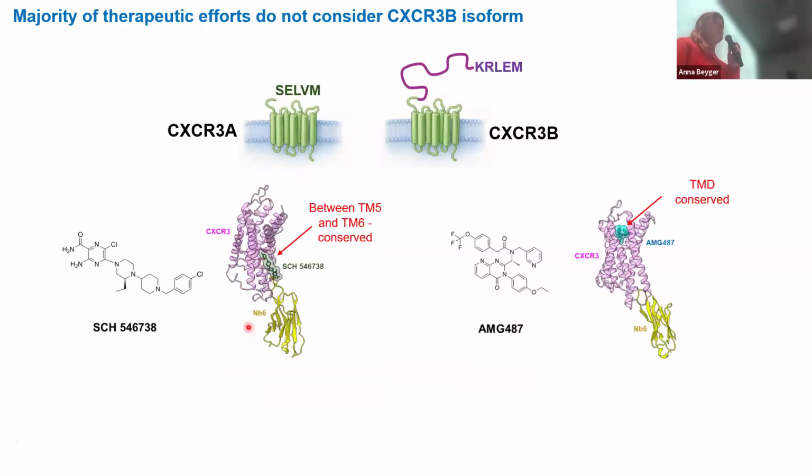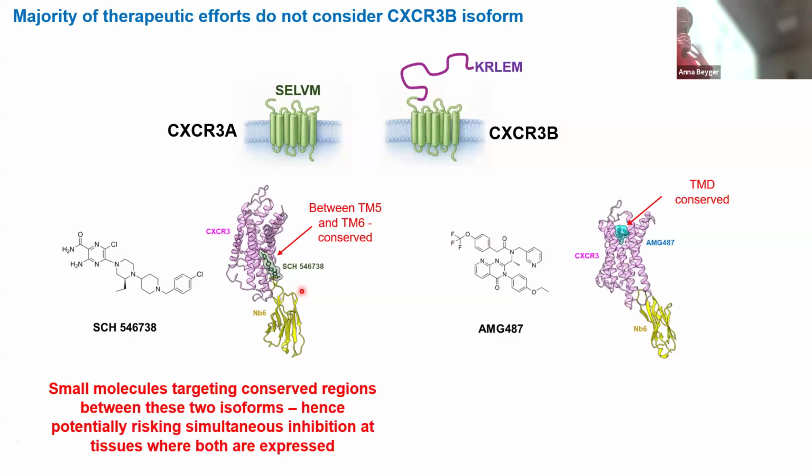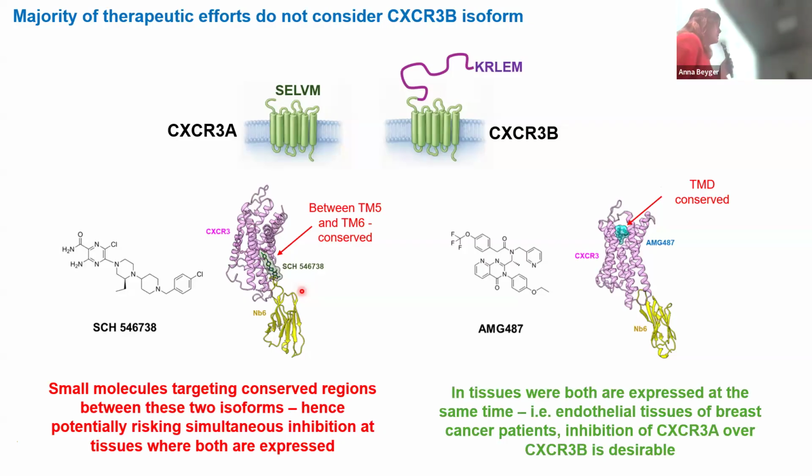That's because a lot of the therapies that have been in experimental or clinical phases are small molecules. As you can see from these two examples, both of these small molecules bind within the transmembrane core and transmembrane regions of the receptors, which don't really differ between these two isoforms. Because of that, small molecule therapies potentially risk simultaneous inhibition of both isoforms, especially in tissues where both are expressed at the same time. One example of these tissues is breast cancer stem cells, where both of these receptors can be found in different ratios. So preferential inhibition of CXCR3A over CXCR3B would be desirable in that context.